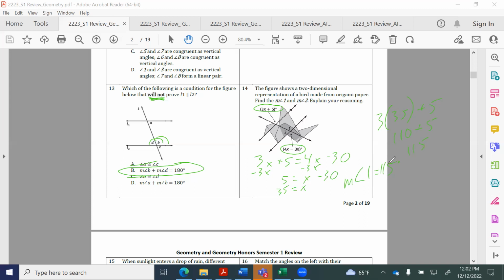How do I get angle 2? Again, they have to be congruent or equal to 180. So subtract the 115 from 180. 180 minus 115 gives us 65. The measure of angle 2 is 65.